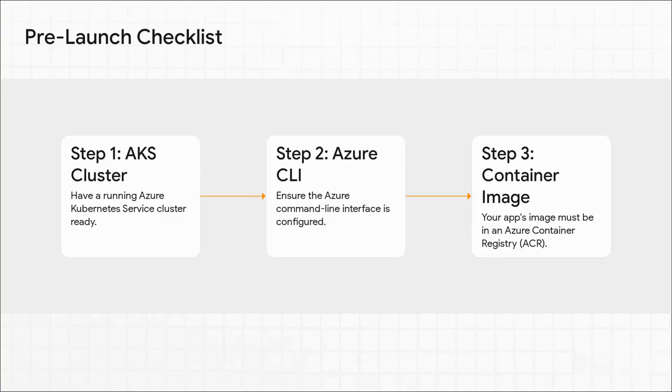So here's your pre-launch checklist, the 3 big things you need. Number 1, an actual running AKS cluster. That's our launchpad. 2, you need the Azure CLI set up and talking to your account. And 3, your app's container image needs to be ready and waiting in a place like Azure Container Registry. Get these 3 ducks in a row, and I promise the rest is way, way easier.